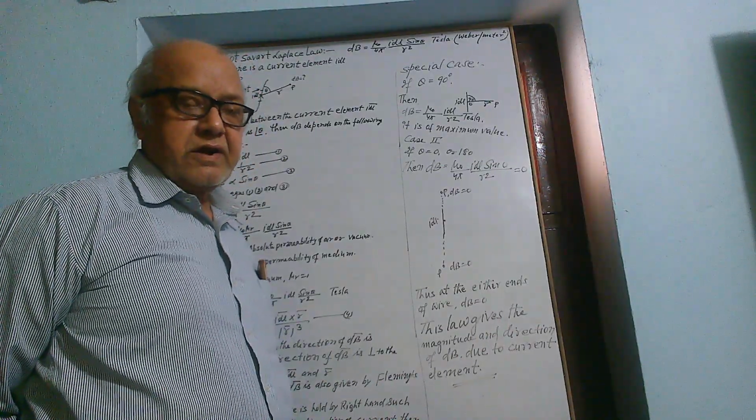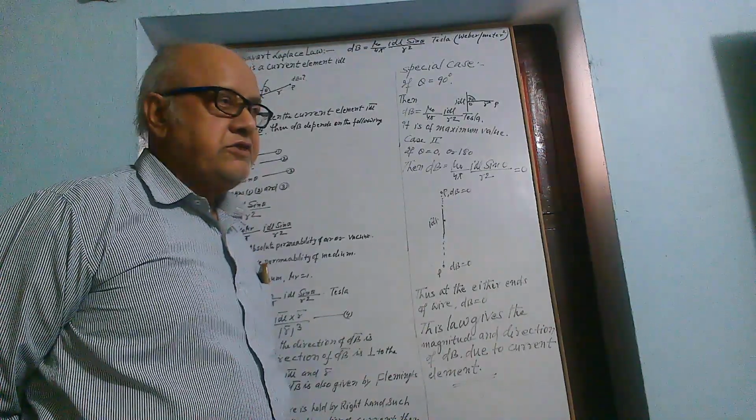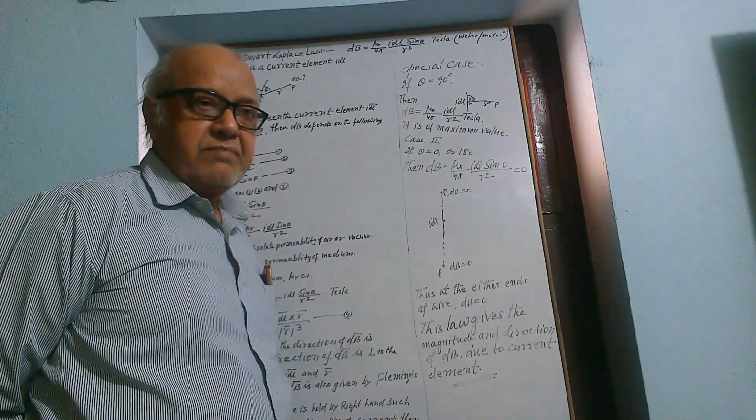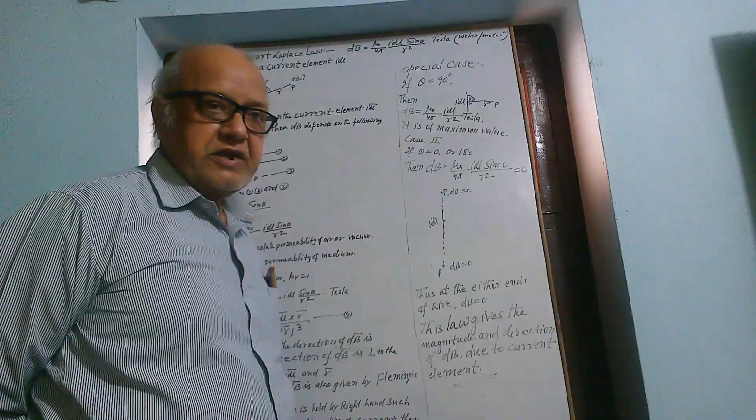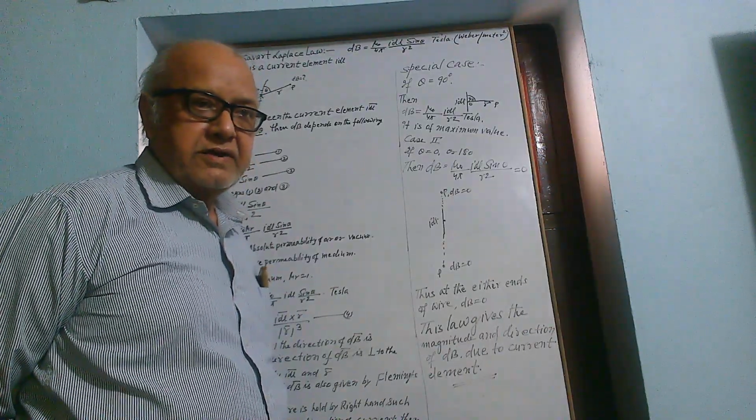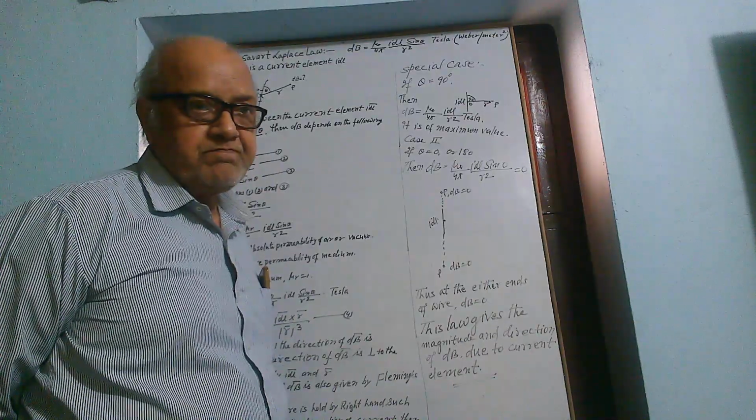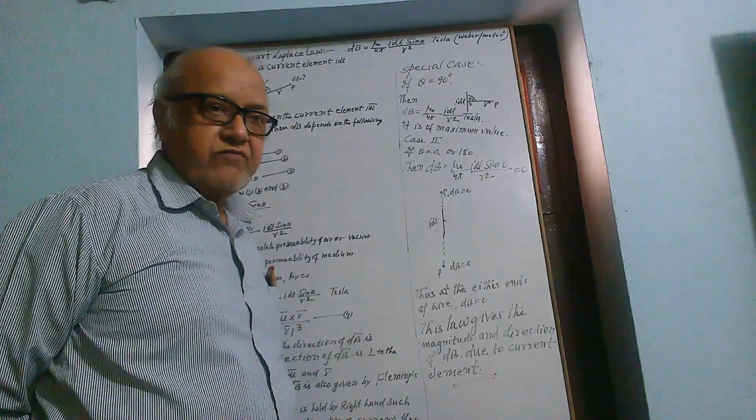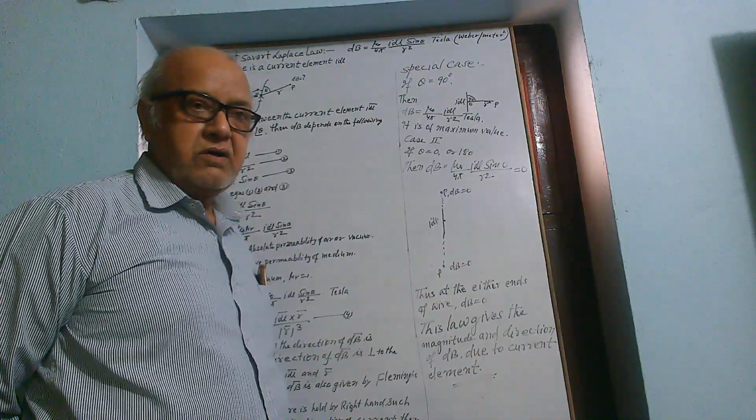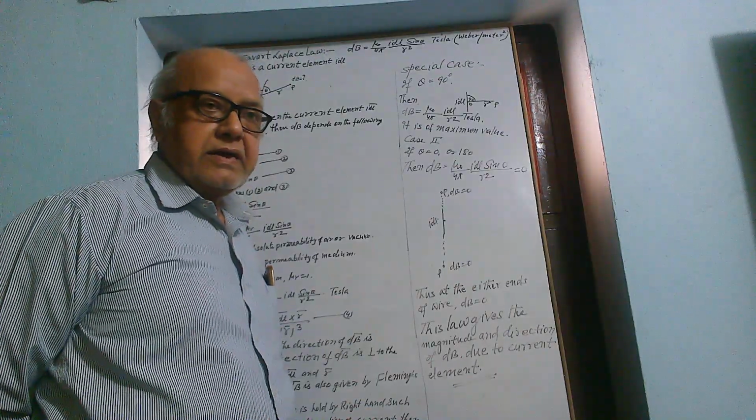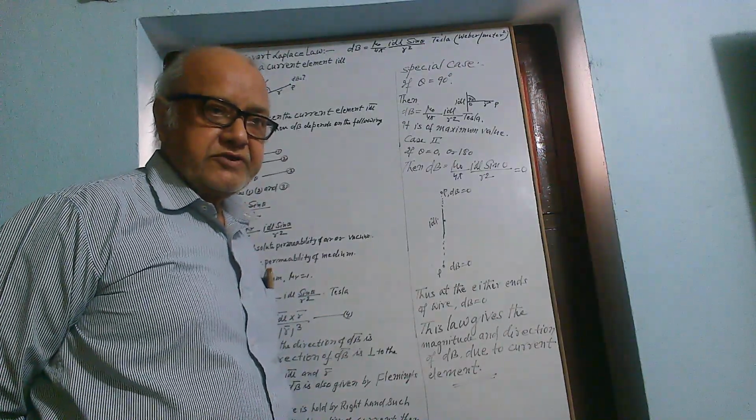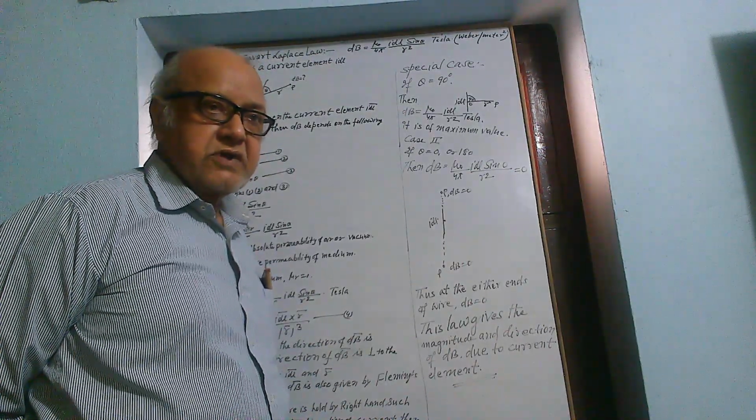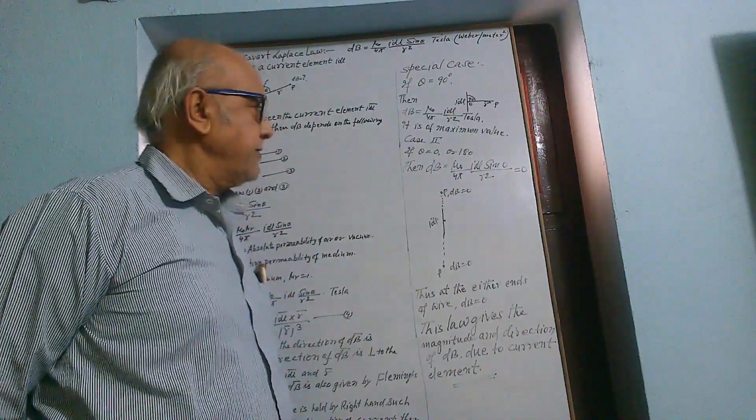What is the Biot-Savart Laplace law? This law states the magnetic field generated by an electric current flowing through a wire. When an electric current flows through a wire, a magnetic field is set up around the wire. Regarding the magnitude and direction of that magnetic field, this Biot-Savart Laplace law is given.